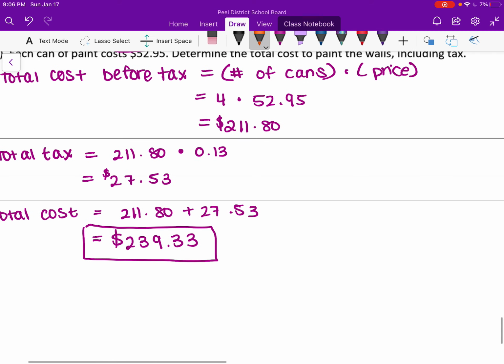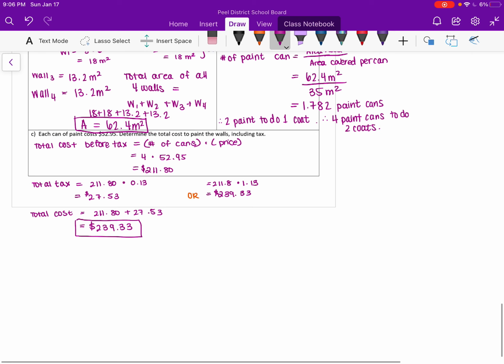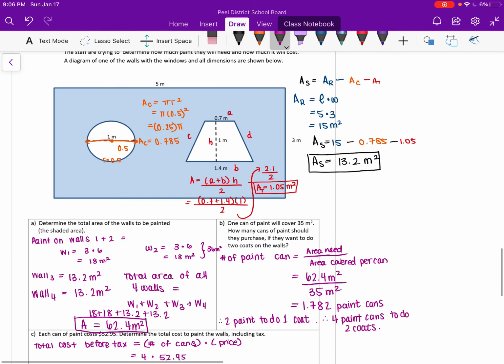Or you could do it this way. You could have done 211.8 times 1.13, right, which equals 239.33. Either one would have gotten you the same answer. Whichever way you prefer to do it is up to you. All right, and that is the end of this lesson.